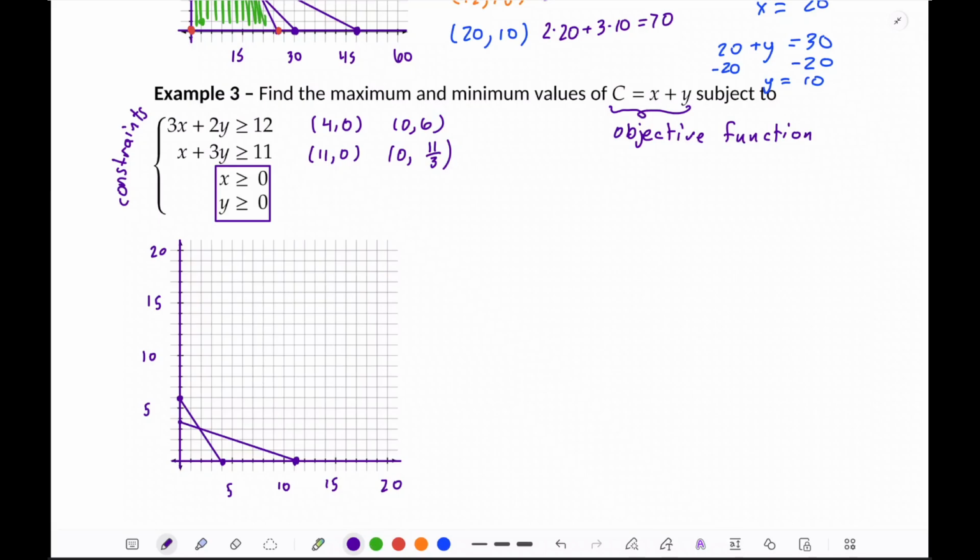Okay, now I need to figure out shading, so I'll plug 1, 1 in. Is 3 plus 2 greater than or equal to 12? Nope. So that didn't work. I need to pick another one out. Let's go 5, 5. So 3 times 5 is 15, plus 10, is that greater than or equal to 12? Yep. And then it's 5 plus 15 greater than or equal to 11? Yes, it is. So we get this.